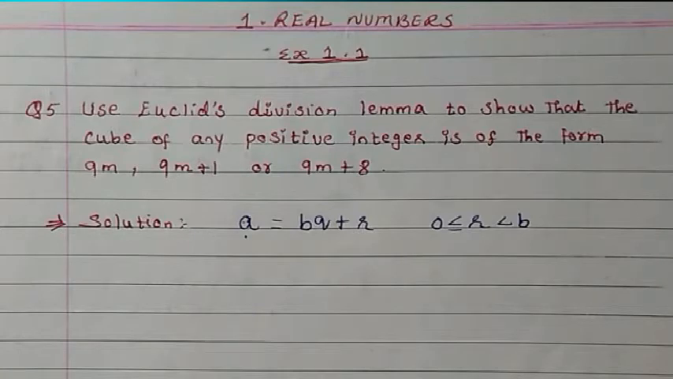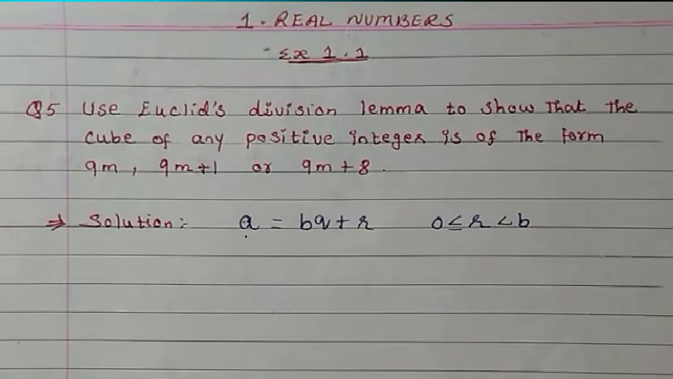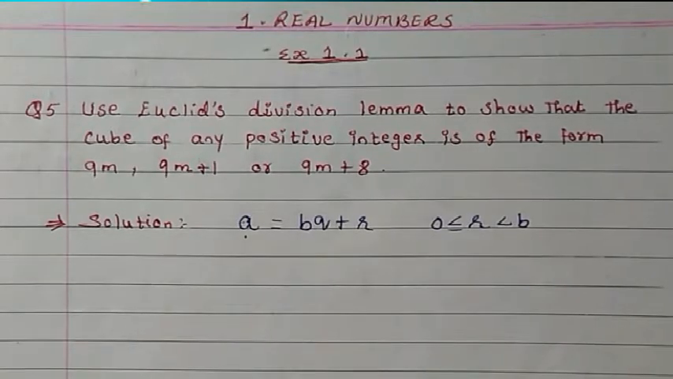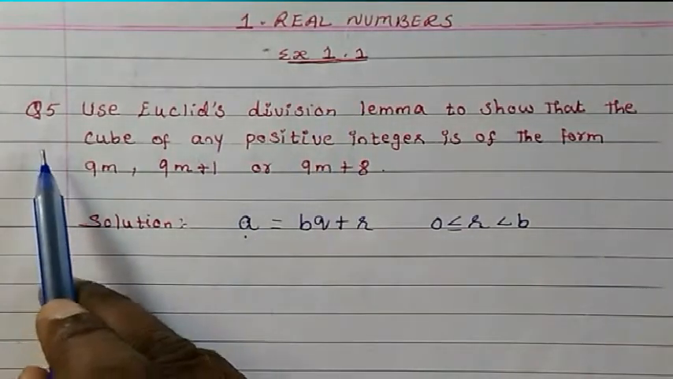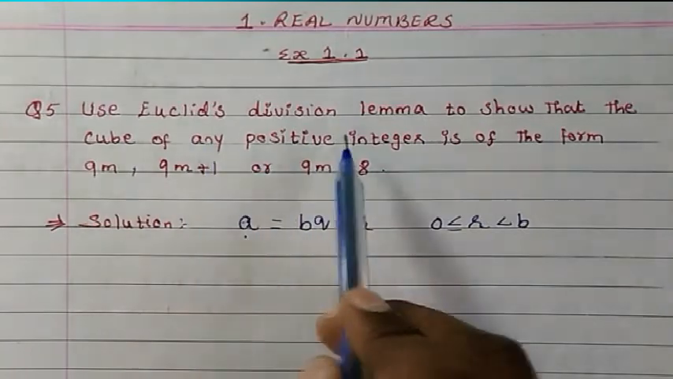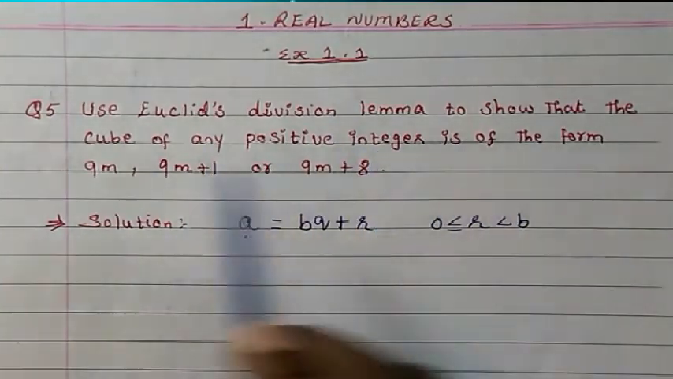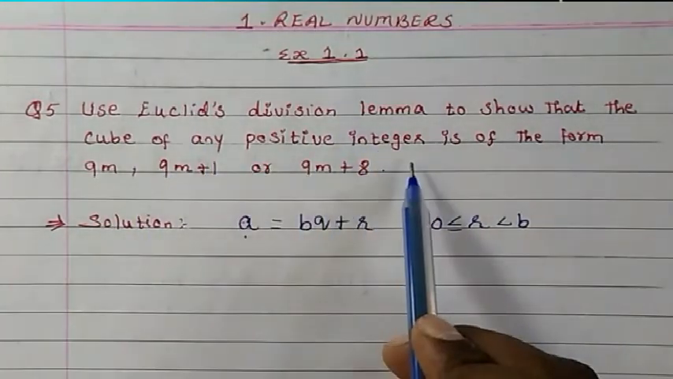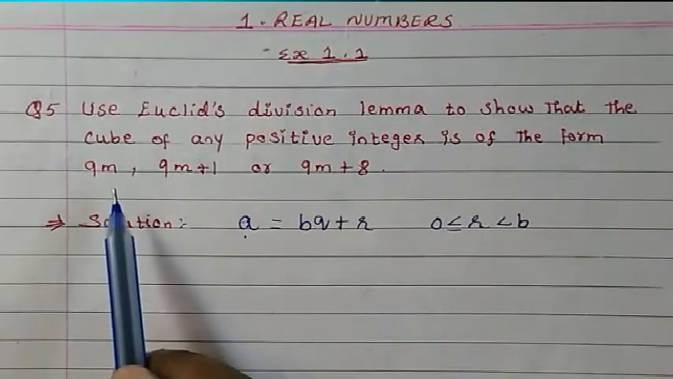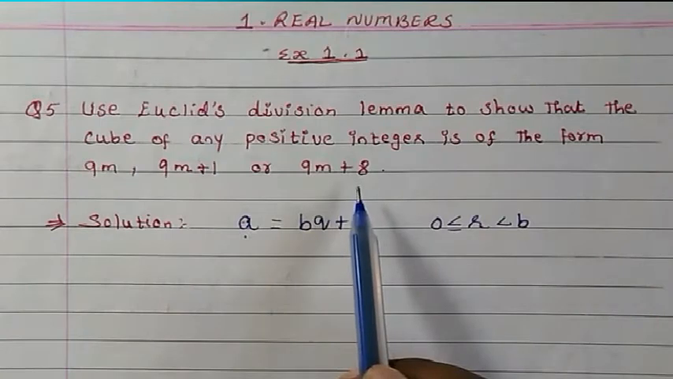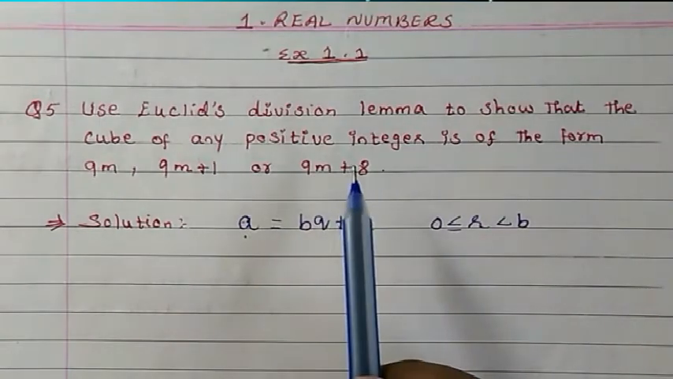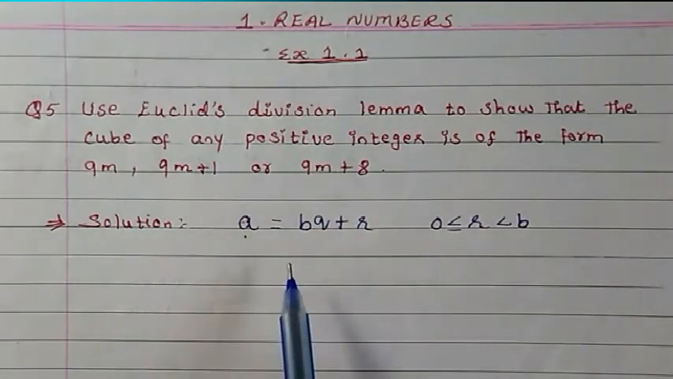Welcome to 10th Maths NCERT Chapter 1 Real Numbers. Today we will study exercise 1.1 question 5. Use Euclid's division lemma to show that the cube of any positive integer is of the form 9m or 9m plus 1 or 9m plus 8. Now let's see step by step.